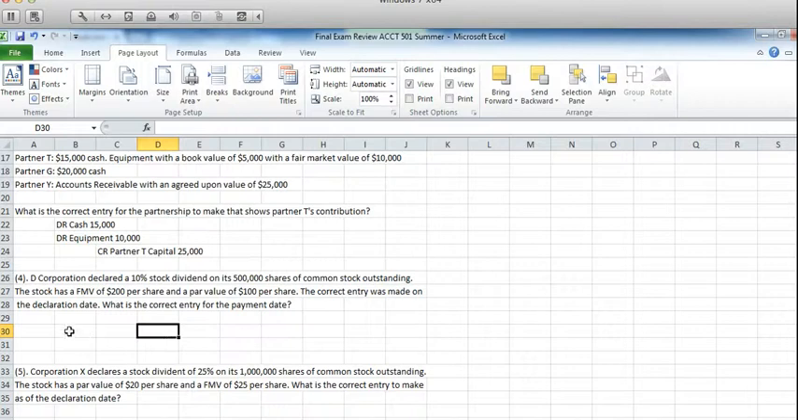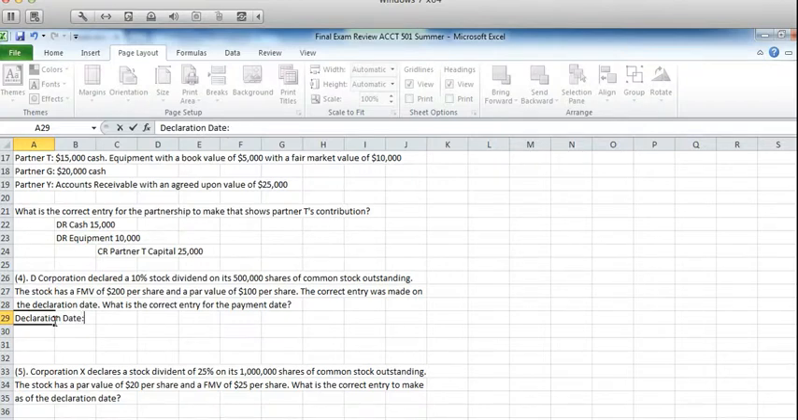Okay, so first, let's look at what it would have been on the declaration date. The reason we're doing this is because it makes it easier to then look at, on the payment date, what's left over. So we look at shares outstanding, it's 500,000. A 10% stock dividend means we're going to give our current shareholders a total of 10% of what's outstanding. So we're going to give 50,000 shares of common stock to our shareholders.